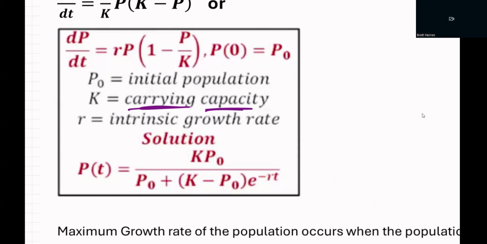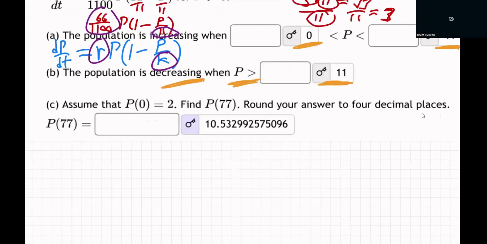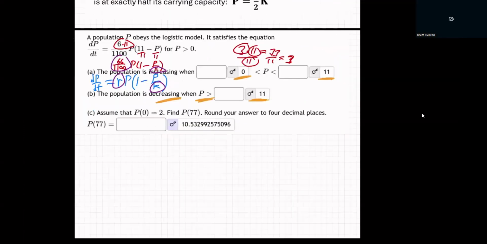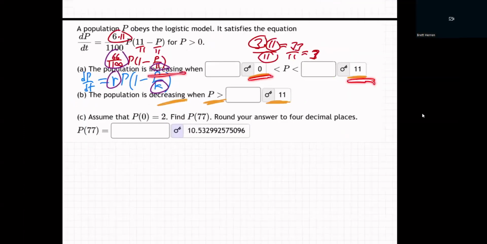A population of fish or deer or whatever, or bacteria in a dish. There's just a limited amount of food and resources, space, things like that, that the environment can handle. It's called the carrying capacity. So whenever you go above that, so that's why it says above 11, you're going to have a decreasing population. But as long as you're between 0 and 11, you're going to be increasing population until you hit that carrying capacity.